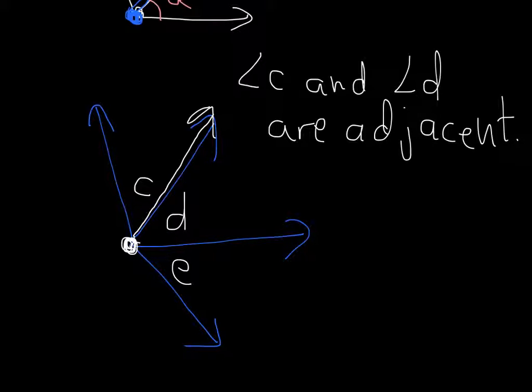How about angles C and E? Are angles C and E adjacent? And the answer is no. Even though they share a common vertex, there is no common side.